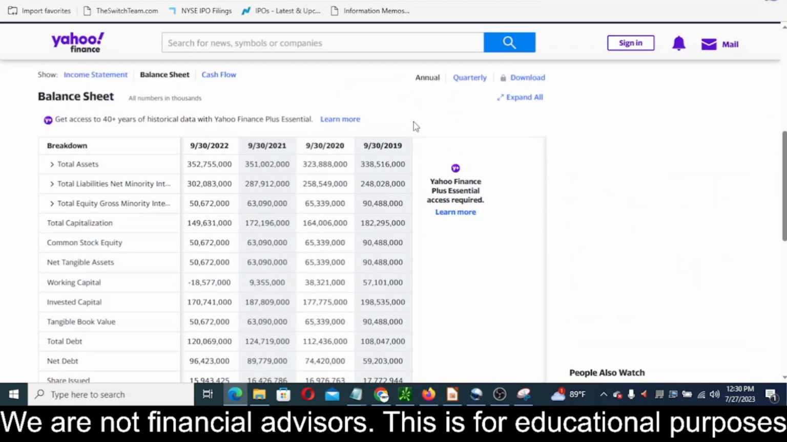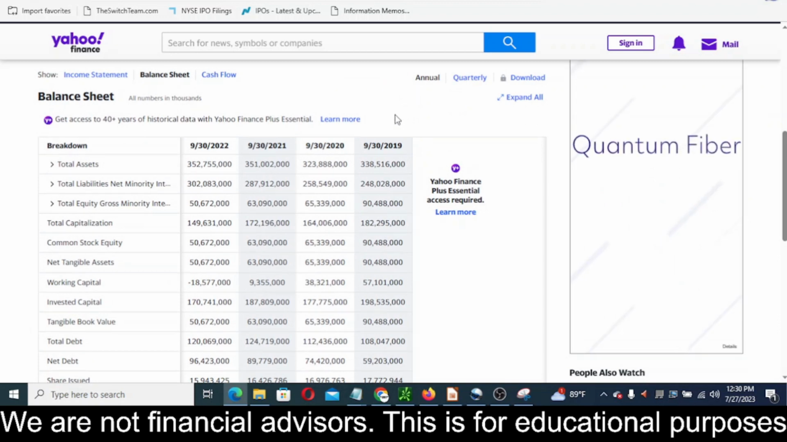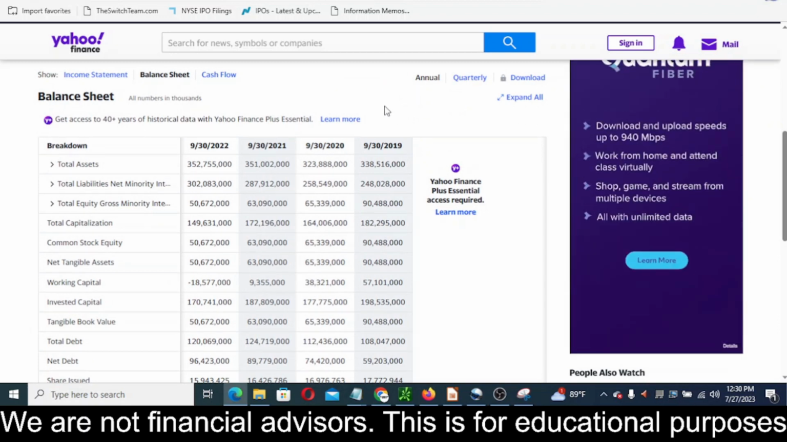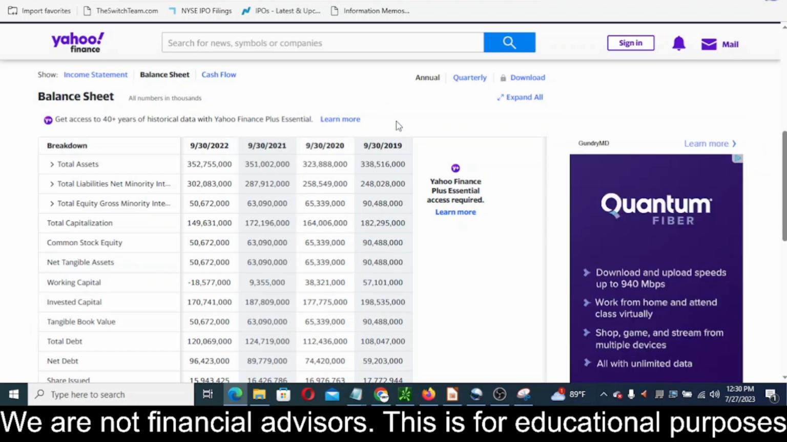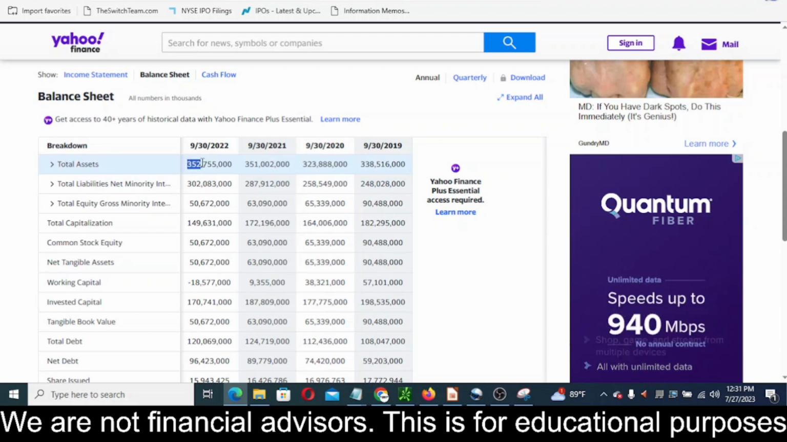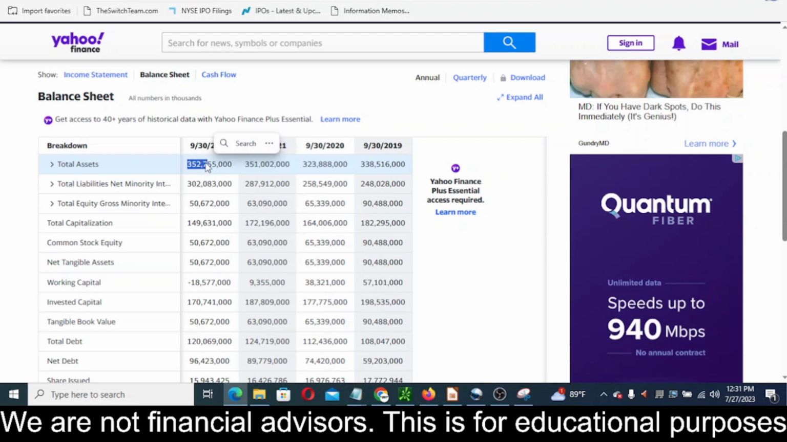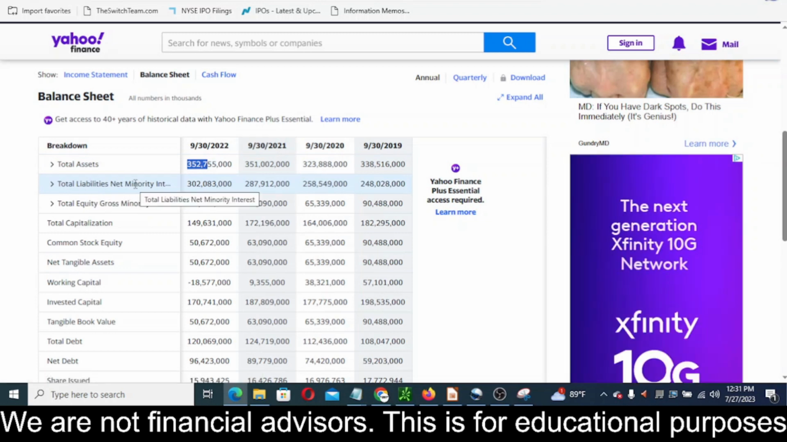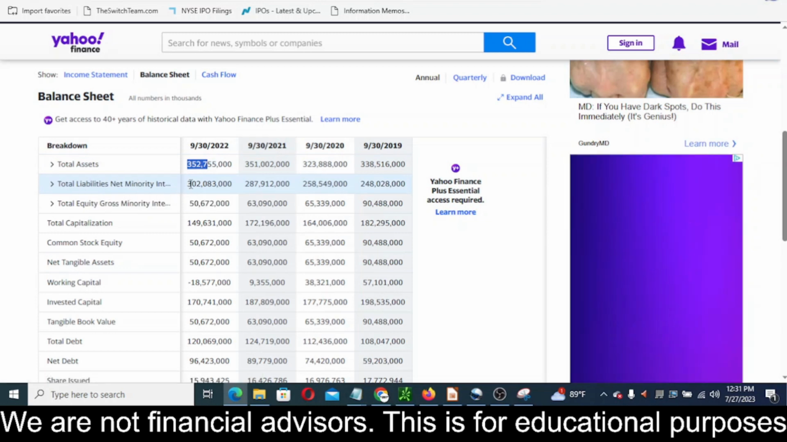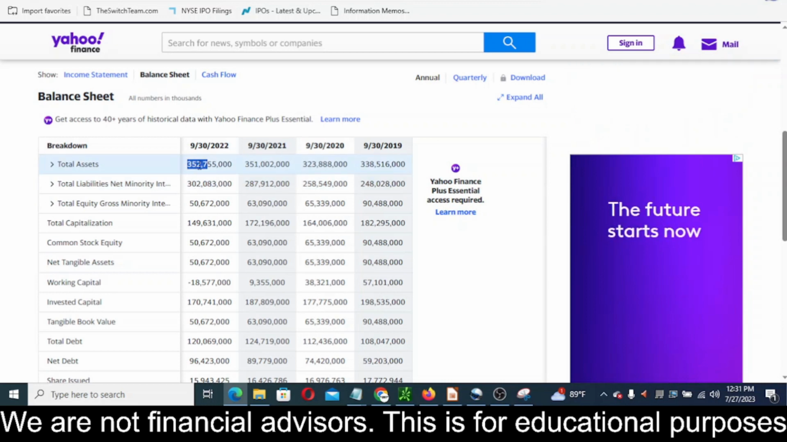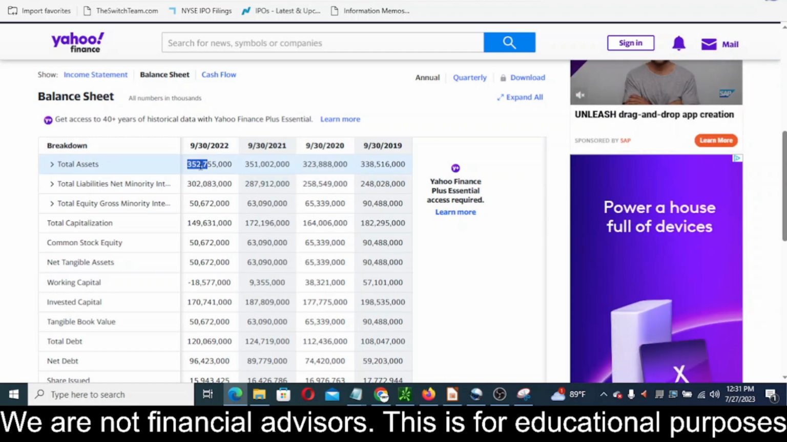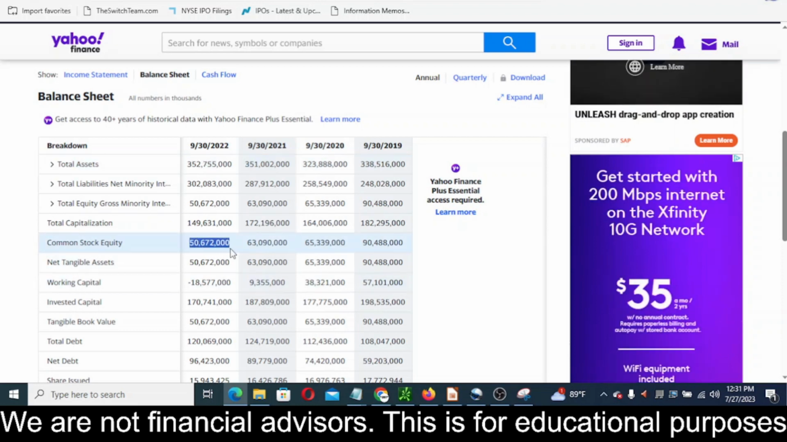This is showing the last 3 years of data, so since 2019 up to 2022. What you want to look at here is total assets at the top. You can see Apple has $352.7 billion in total assets. The next line is total liabilities net minority interest, which is $302 billion. So you see a difference between total assets and total liabilities of about $50 billion. That's where the common stock equity comes in.